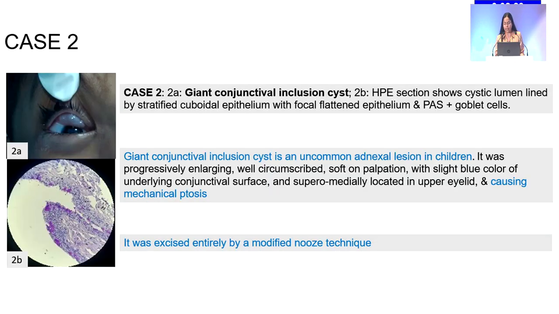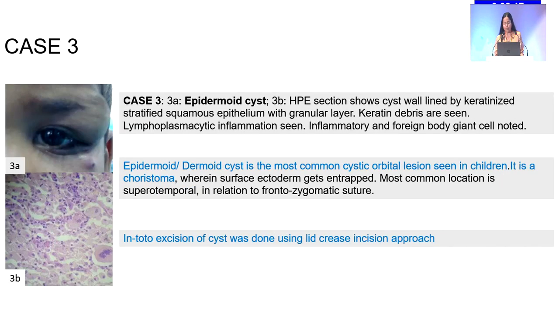The second case was a giant conjunctival inclusion cyst in a young 4-year-old child, which is an uncommon adnexal lesion in children. It was causing mechanical ptosis. It was excised entirely by a modified noose technique. Our third case was an epidermoid cyst. Epidermoid or dermoid cyst is the most common cystic orbital lesion seen in children. It's a choristoma. In toto excision of the cyst using a lid crease incision approach was used in our case.